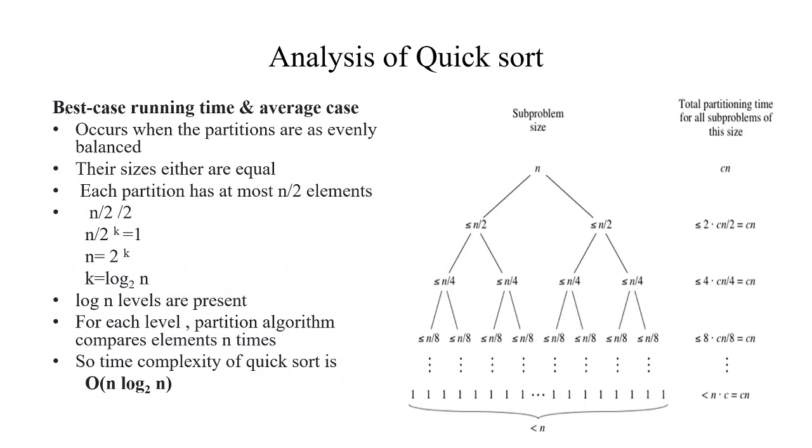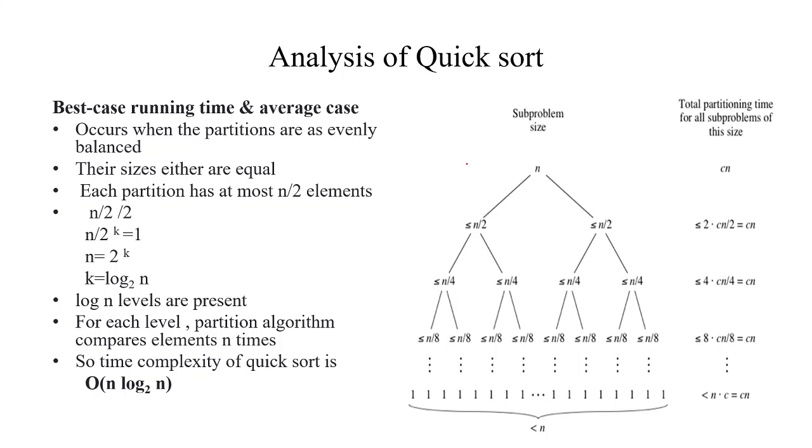Now let us analyze the best case running time and the average case running time. In best case running time, we have to consider that the partition has taken place exactly in between. Suppose there are 8 elements in the array, then there are 4 elements in the left subarray and 3 elements in the right subarray, and one element we are going to take as a pivot, which we are not going to touch, right?